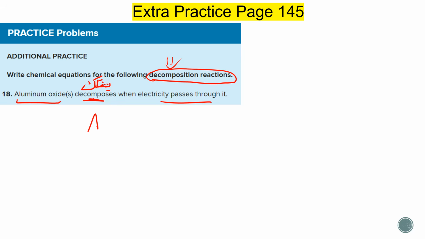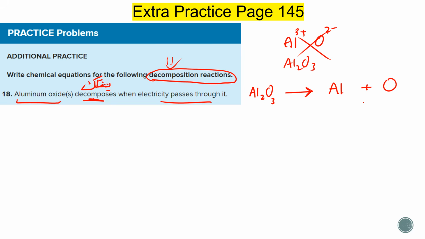Now, aluminum oxide is Al2O3 because Al has a charge of positive 3 and the oxygen is negative 2. Exchange, we'll have Al2O3. So Al2O3 decomposes. They did not tell you what the products are, but this compound decomposes, meaning it gives me its elements, right? So Al plus O.